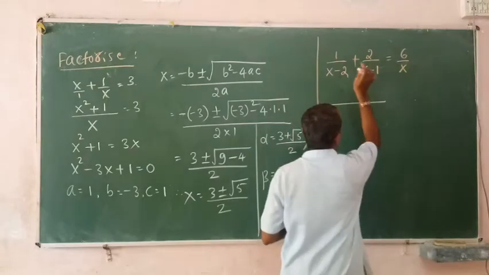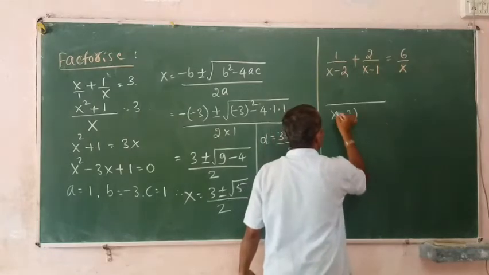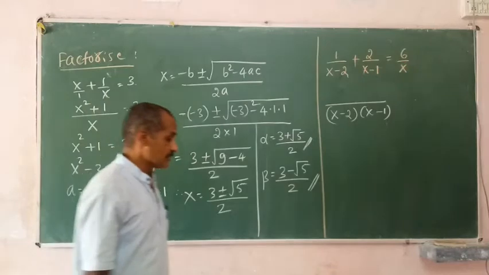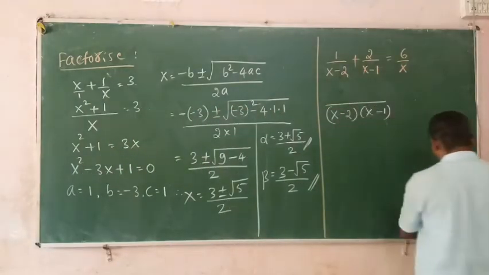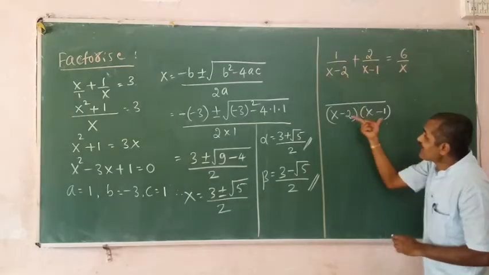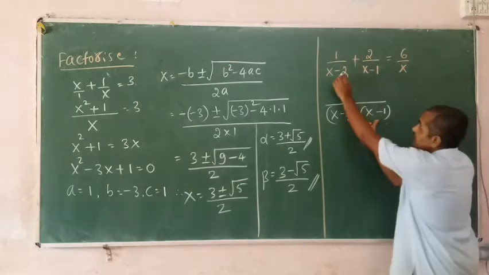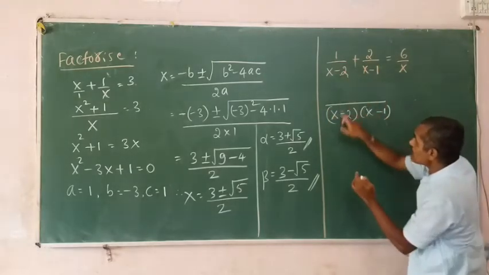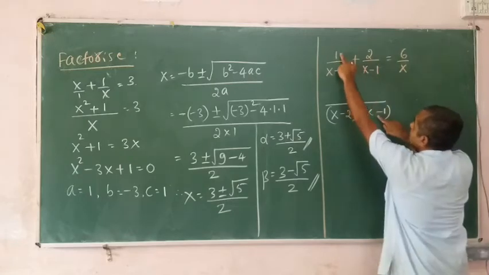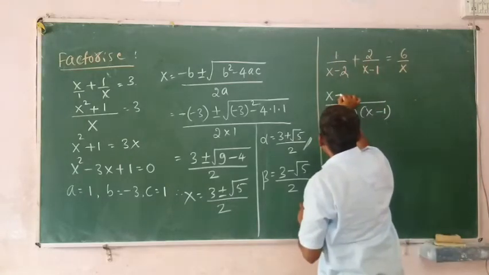Take the LCM. It is x minus 2 into x minus 1, the middle terms. Come on. See, this denominator, this LCM. Compare this and this. These two are the same, x minus 2, x minus 2. With this term, we will multiply here. That is 1 into x minus 1 is x minus 1.